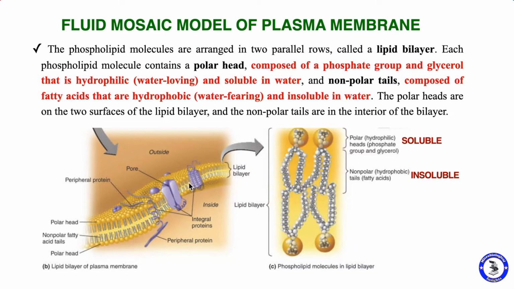When we see the polar heads and non-polar tails in the lipid bilayer, the polar heads are present on the two surfaces of the lipid bilayer, here and here. And the non-polar tails are present inside the bilayer. Here you can see the non-polar tails. And this is the clear structure of the plasma membrane lipid bilayer.